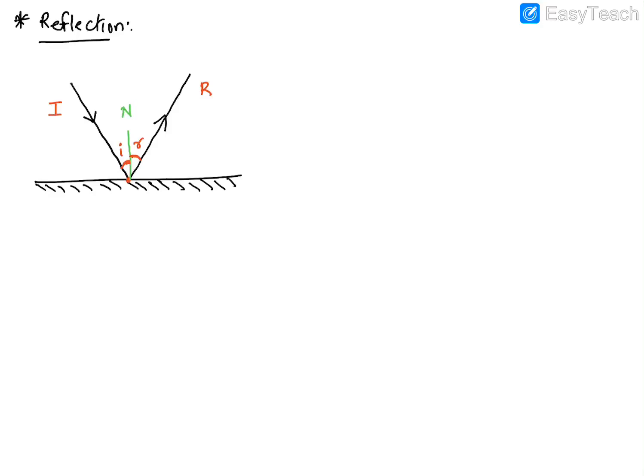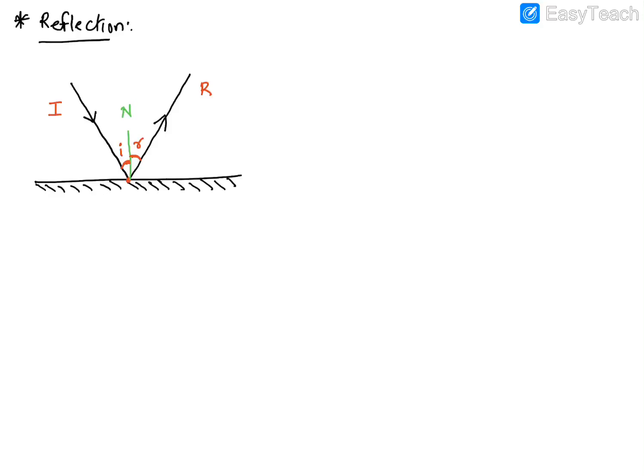Now what do you mean by plane of incidence? So the plane which contains the incident ray and the normal is called as plane of incidence. Same way, what do you mean by plane of reflection? The plane which contains the reflected ray and the normal is called as plane of reflection. Okay, so these are the few terms which they may ask you in the exams to define.